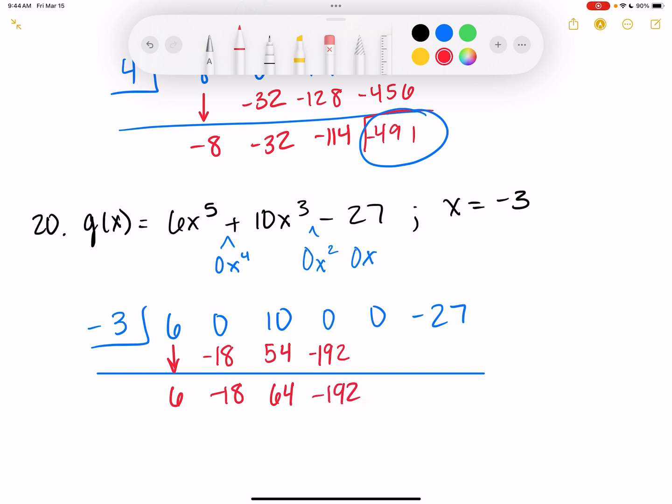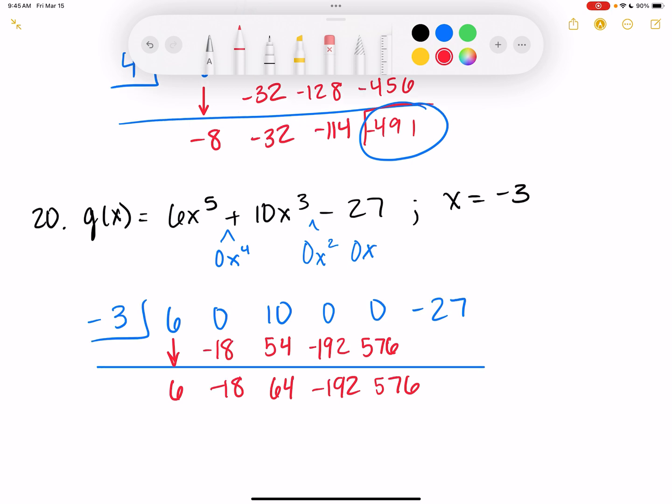Times negative 3 is 576. Plus 0 is 576. Times negative 3. Gracious. Negative 1728, I think. And then minus 27. To add those together is negative 1755. So negative 1755 would be the answer to that one.